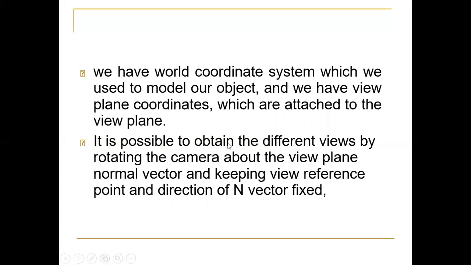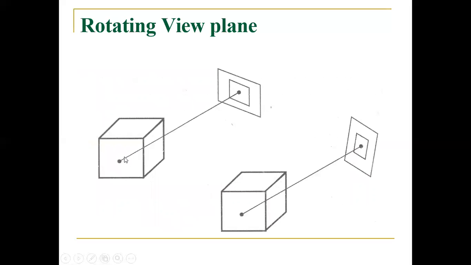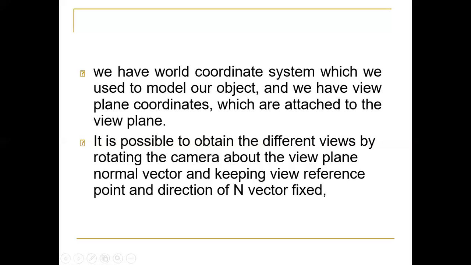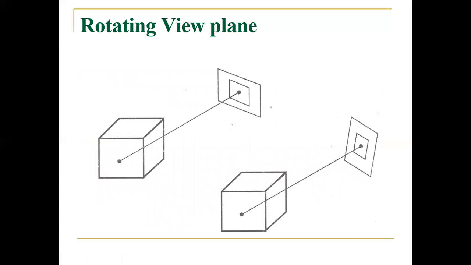It is possible to obtain different views by rotating the camera about the view plane normal vector, keeping the view reference point and the direction of the normal vector fixed. That means I can obtain different views of the object. Say for example, my object is a cube. I can take different pictures of the cube by rotating the camera, keeping the view reference point fixed and the view normal fixed. So from the same distance I can take different pictures of that particular object. This is called rotating the view plane.